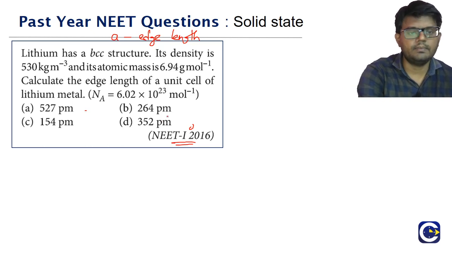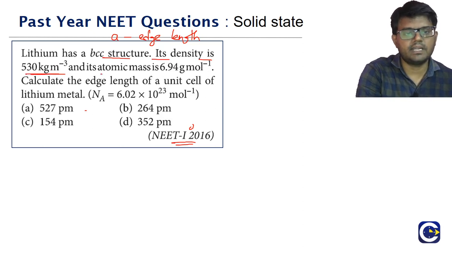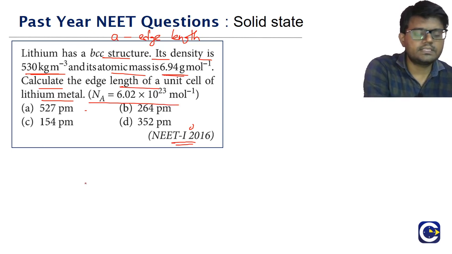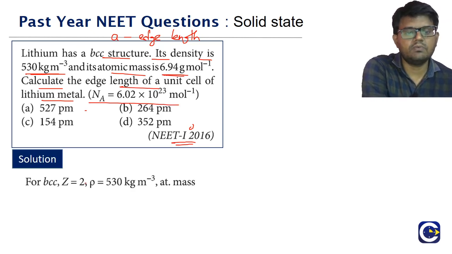But let us see what the question is. Lithium has a BCC structure. Density is 530 kg per meter cube. The atomic mass is 6.94 gram per mole. Calculate the edge length of the unit cell of lithium metal. So we need to find the edge length. Avogadro number is given as 6.02 × 10^23. It's a kind of straight question. Let us see what the given information is.